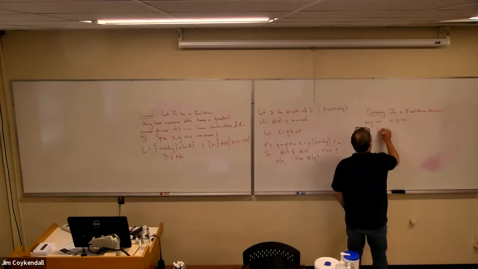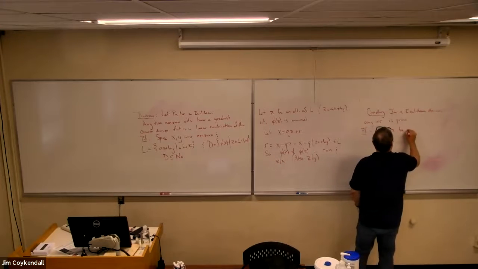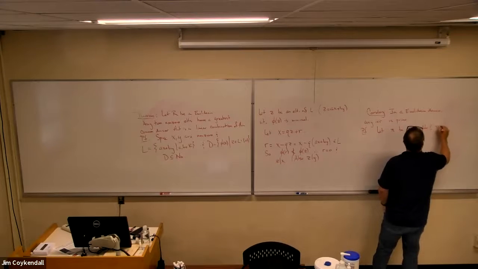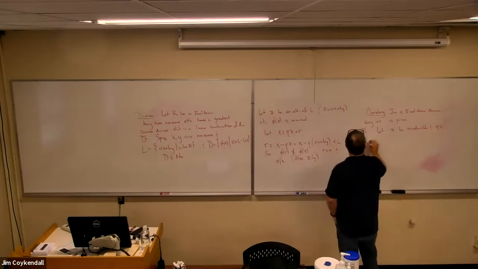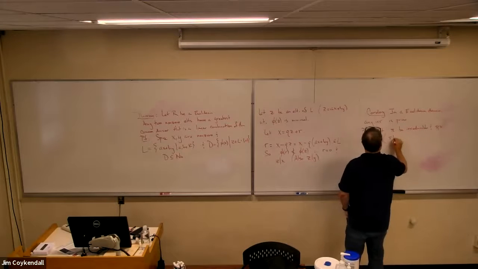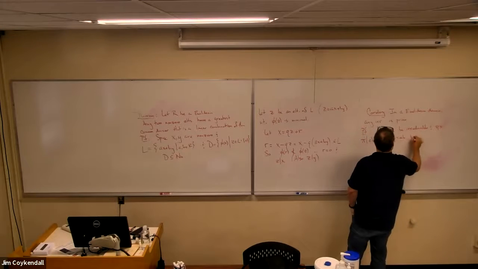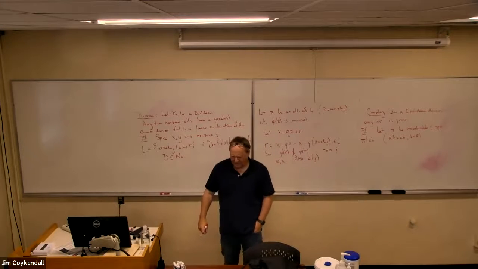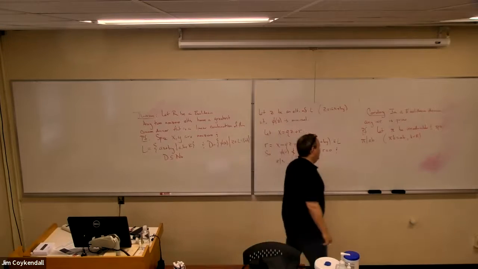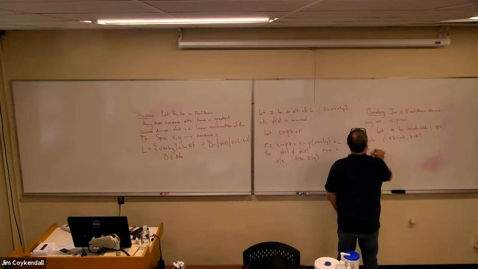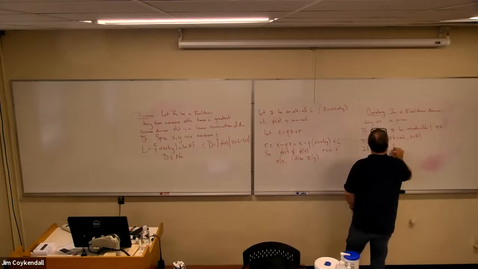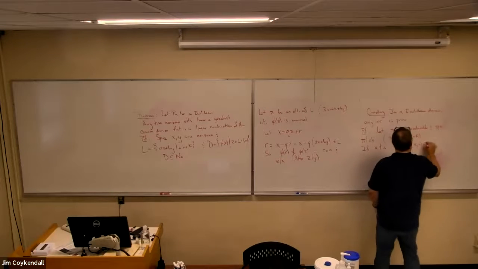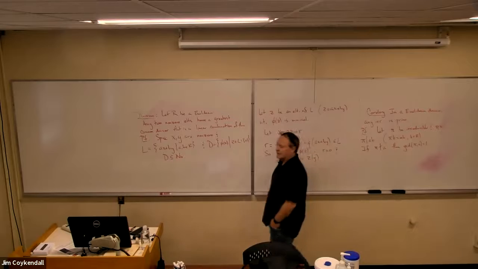Let pi be irreducible, and suppose pi divides AB. So we can write pi k equals AB for k in R. Okay. If pi does not divide A, the GCD of pi and A is 1. Somebody tell me why.